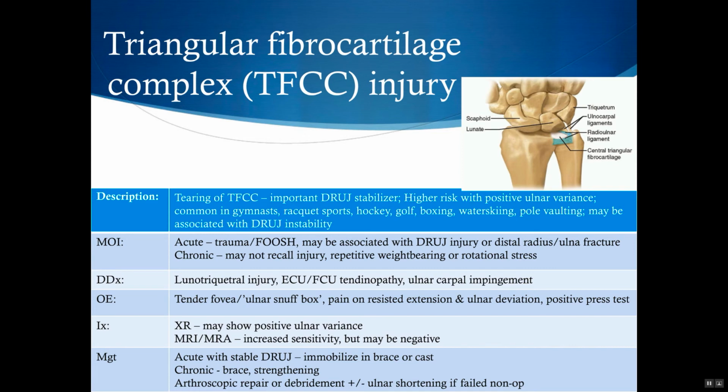Acute injuries could heal with immobilization, especially in younger athletes. Chronic injuries may respond to bracing and strengthening. If pain is ongoing, or if there's instability of the distal radioulnar joint, or if there's positive ulnar variance, then surgery might be needed.